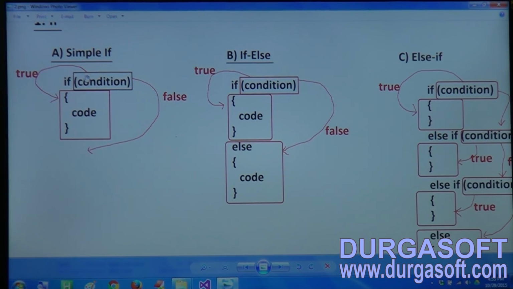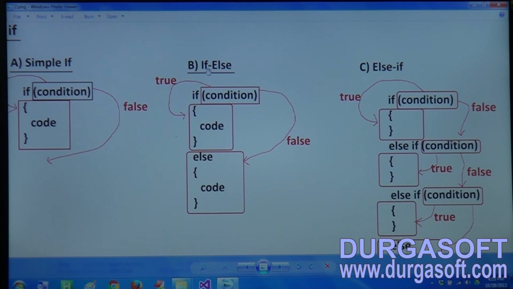Simple if means we will have one condition. If some condition, it will check the condition. If the condition is true, then it will execute the code. If the condition is false, it will go to the next statement after the if condition, which means this code will be skipped. So finally this code executes only when the condition is true. In case of the condition being false, it will skip this code and go to the next statement after the if.